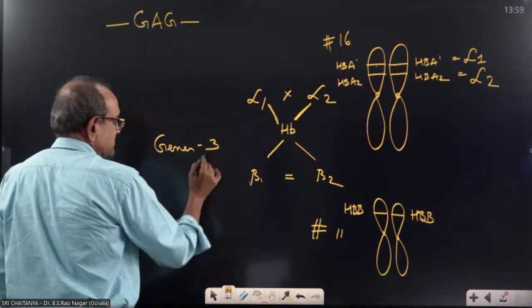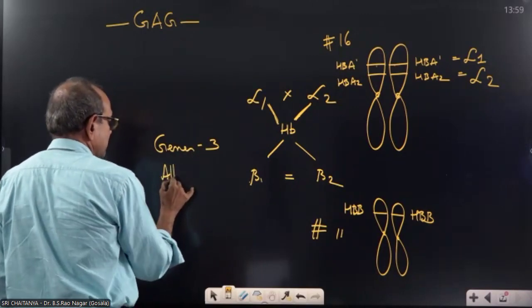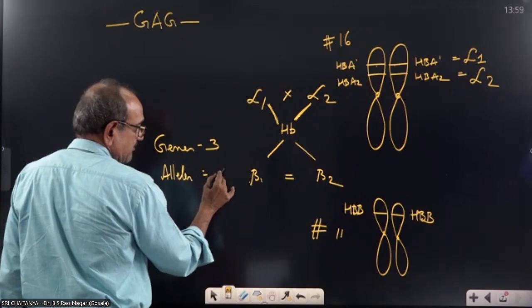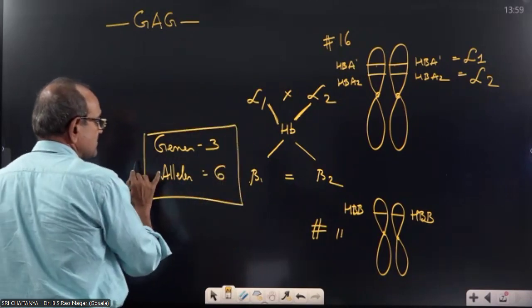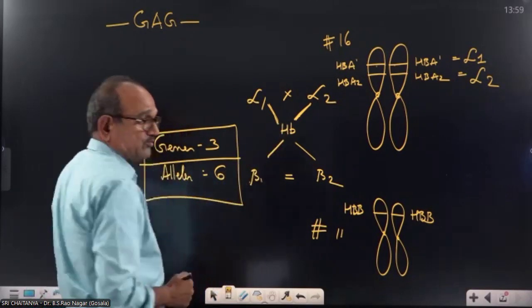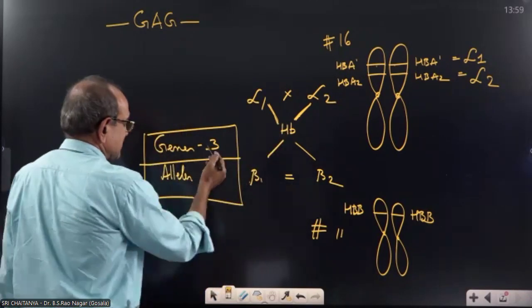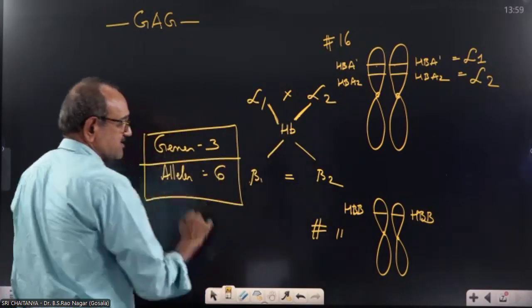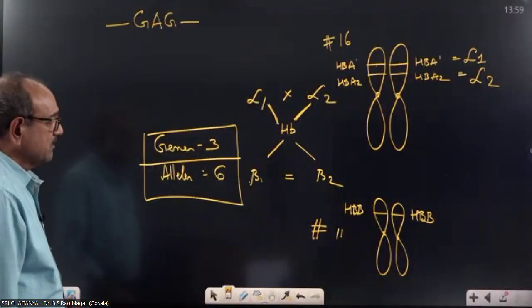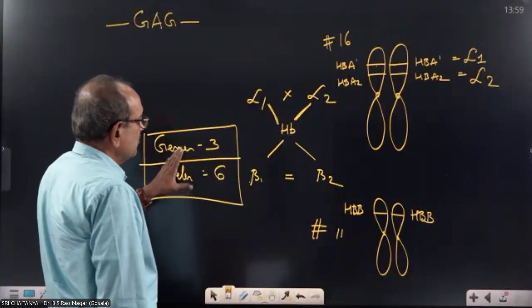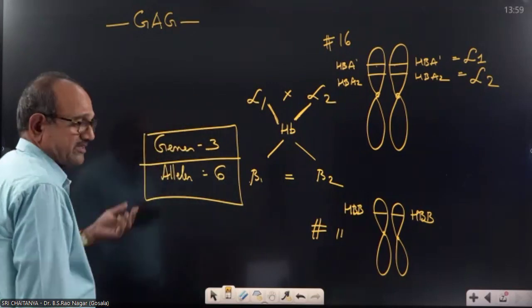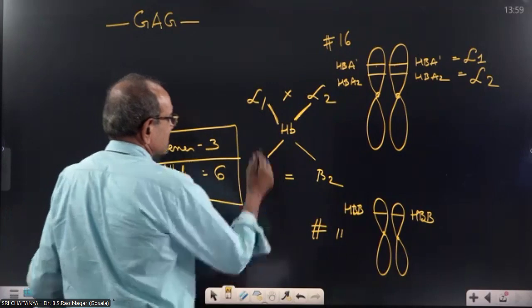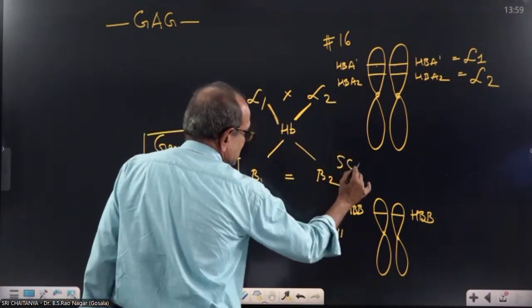There are 3 genes. How many alleles are there? The total number of alleles is 6. This is important. The number of genes involved in the synthesis of one hemoglobin molecule is 3 genes. The number of alleles is 6 alleles. Keep this in mind. Now, there are 2 disorders mentioned related to hemoglobin, blood-borne disorders. One is sickle cell anemia, SCA.